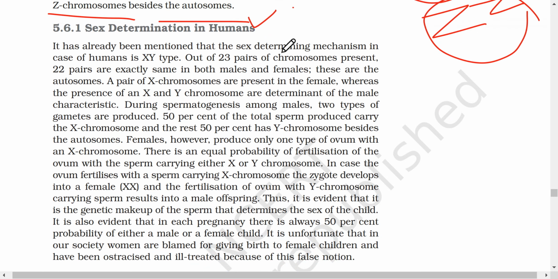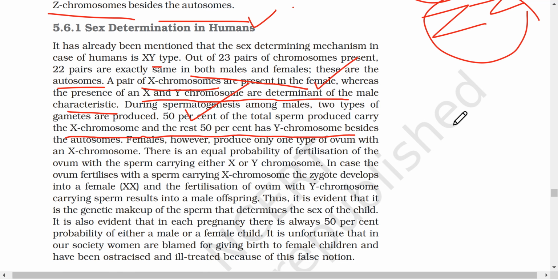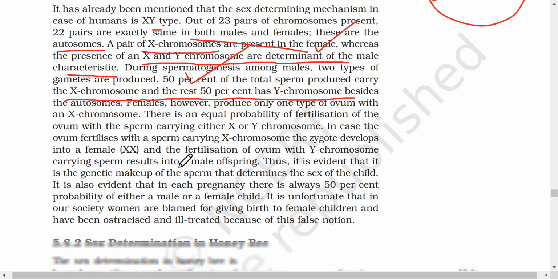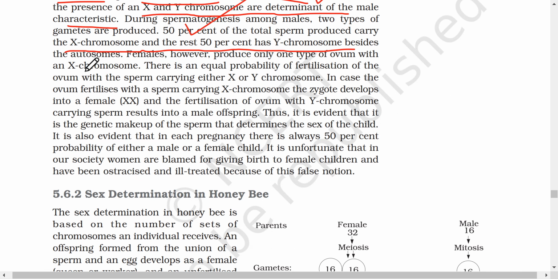It has already been mentioned that the sex determining mechanism in case of humans is XY type. Out of the 23 pairs of chromosomes, 22 are exactly the same in both males and females. They are the autosomes. See, एक pair of X chromosomes is present in the female, whereas the presence of an X and Y are determinant of the male characteristic. During spermatogenesis among males, two types of gametes are produced. 50% carry the X chromosome and 50% have the Y chromosome, because दो possibilities हैं but equal proportion में, ठीक. Besides autosomes, females however produce only one type of ovum with an X chromosome.